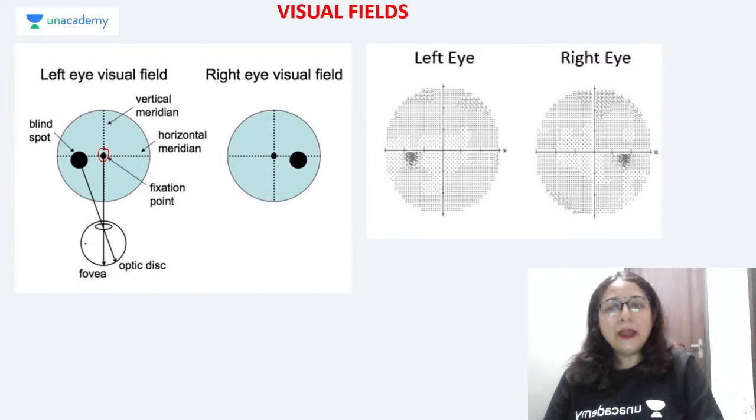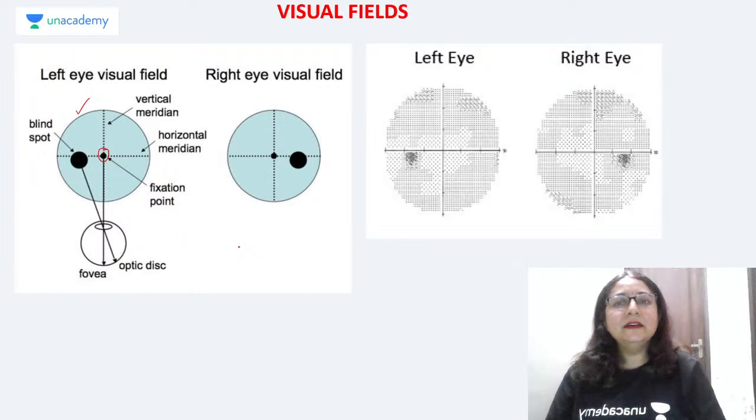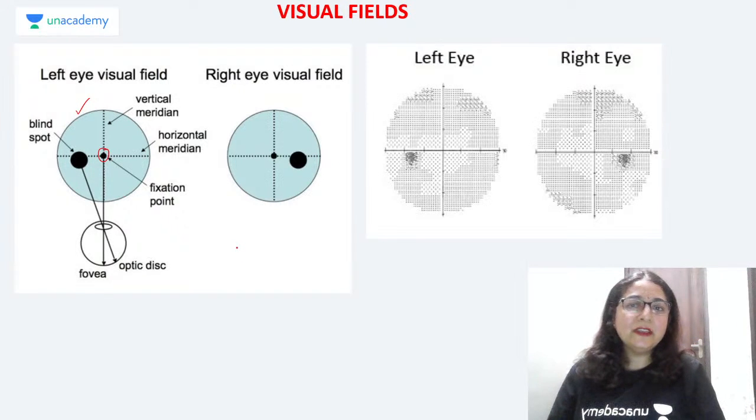But the superior half of the retina is responsible for the inferior visual field. The inferior half of the retina is responsible for the superior visual field. The nasal half of the retina is responsible for the temporal visual field, and the temporal half of the retina is responsible for the nasal visual field. Let me just repeat once again. The representation of the visual field is opposite to the representation in the retina.